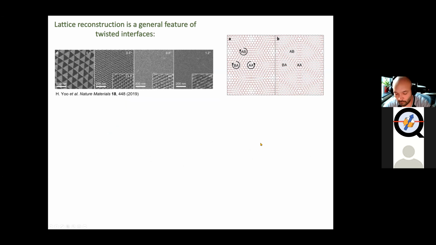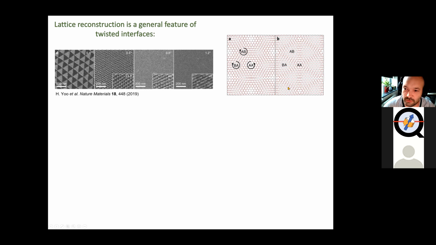Now, I mentioned lattice reconstruction, and I've chosen a paper here from Philip Kim, whom you probably know quite well. This paper was published in 2019, and it describes this lattice reconstruction process in twisted bilayer graphene. What you see here is a TEM image of these twisted lattices at 0.1 degree, and you see these triangular domains forming, which are basically commensurate regions or AB stacked regions.